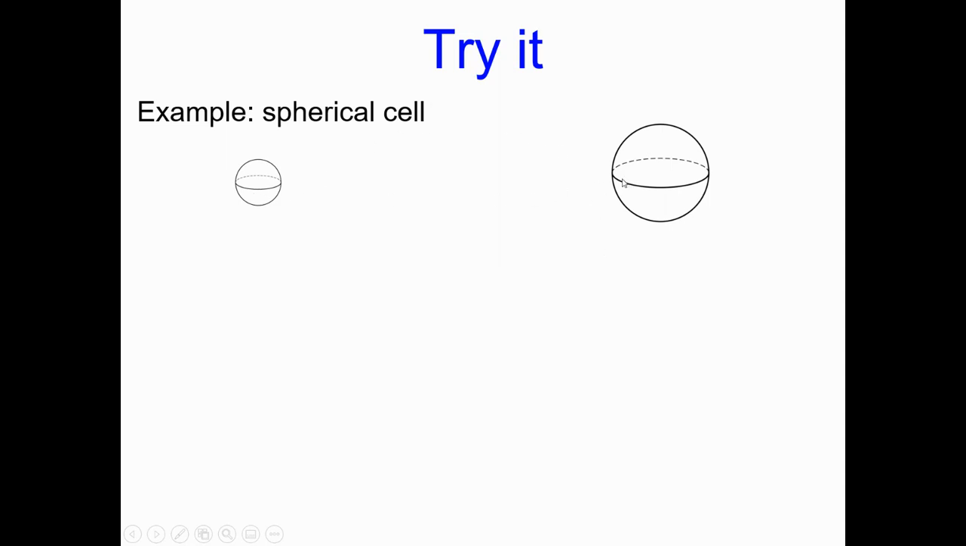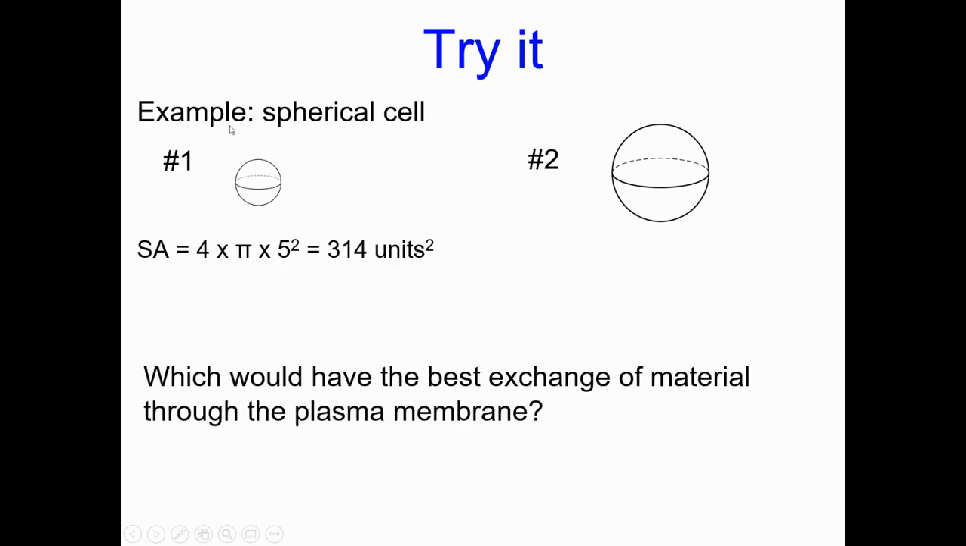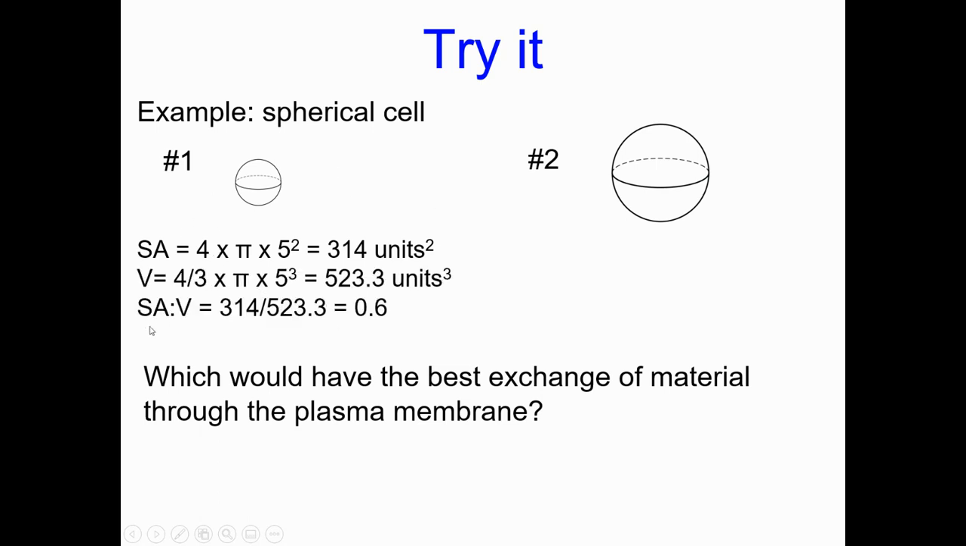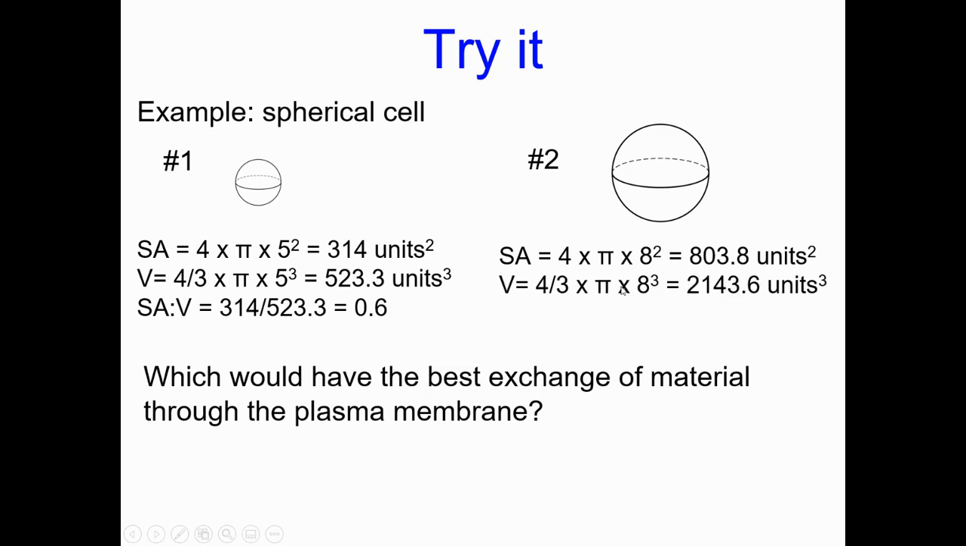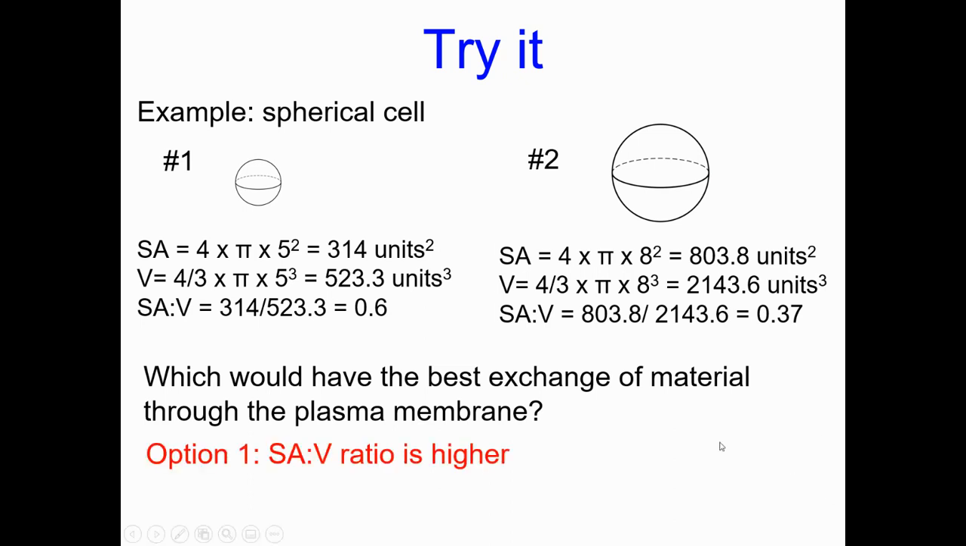So just looking at these, you know that this one will be the most efficient, right? Because its radius is much smaller. And you can do that mathematically, and that's what this is. So the surface area to volume ratio here is 0.6, whereas the surface area to volume ratio here is 0.37. It might ask you on the FRQ. I kind of doubt it, but it might. So if you want to practice that, you are welcome to. But you know that option 1 is better because the surface area to volume ratio is higher.